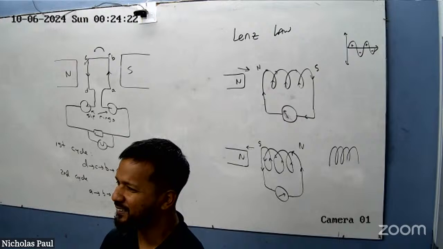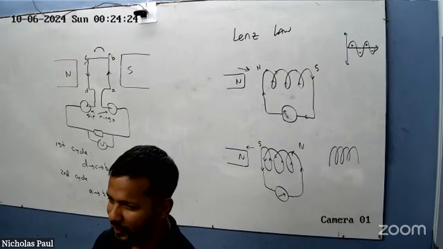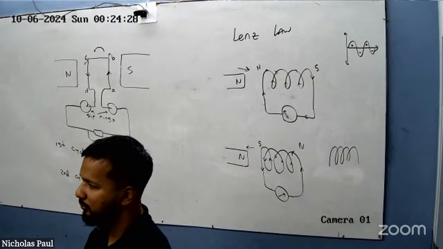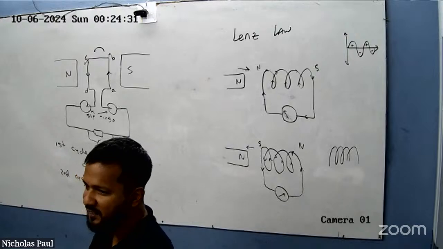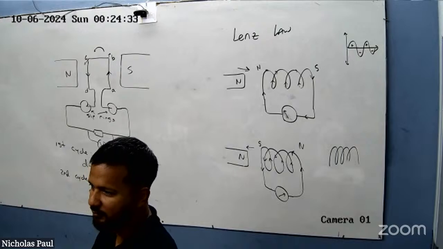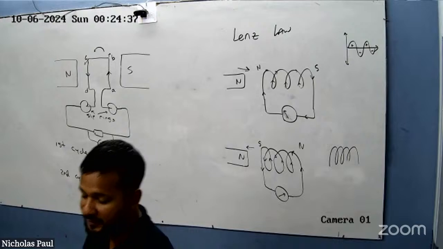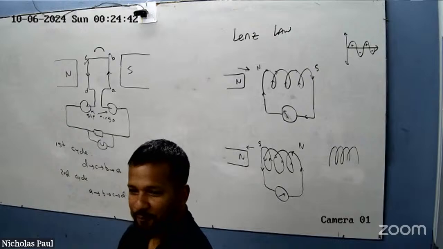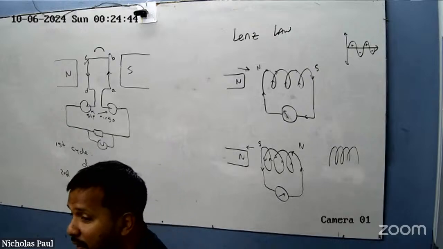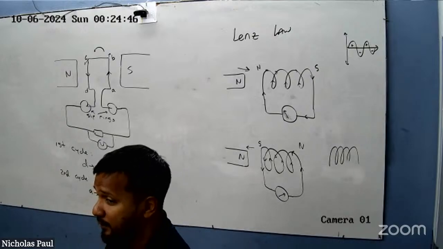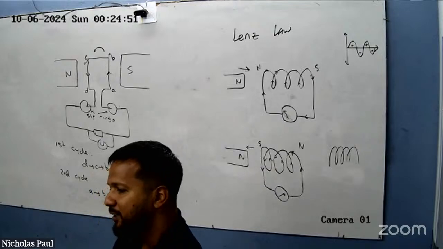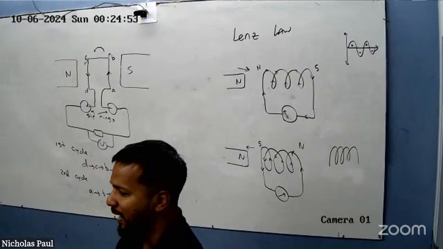Anybody can guess? Suppose I wanted it direct. What could we do? Any guess? Yeah. Remove the slip rings and put what? Split ring. Right? So make a note of that. To convert from alternating to direct.